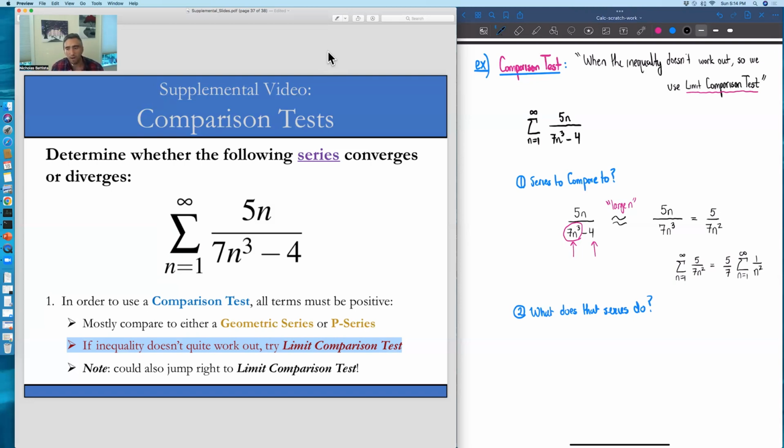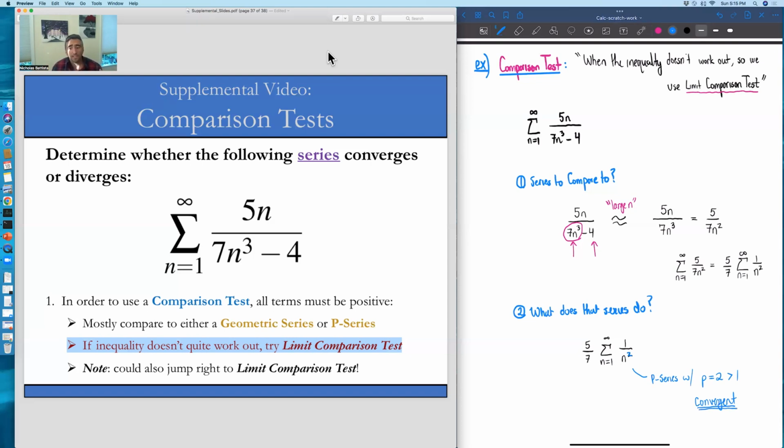So the next thing we need to do in these problems is, if we found the series that we're going to compare to, figure out what that series actually does. So we have this series now of 5 over 7 times the series n equals 1 to infinity of 1 over n squared. If we look at this series, this is a p series. We have 1 over n to some power. In this case, that power is 2. So this is a p series with p equals 2. And 2 is greater than 1, which is a threshold value for a convergent p series. So since p equals 2 and it's greater than 1, this p series is convergent. So we're going to compare to a convergent series.